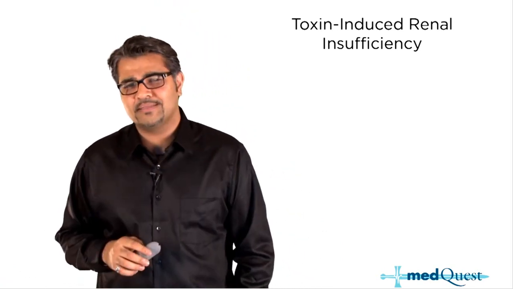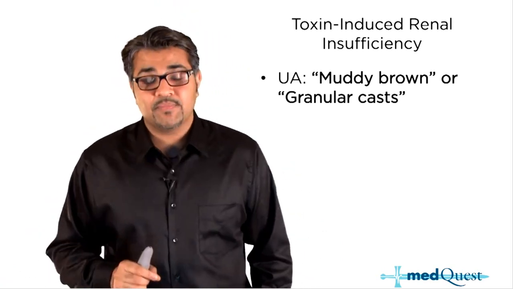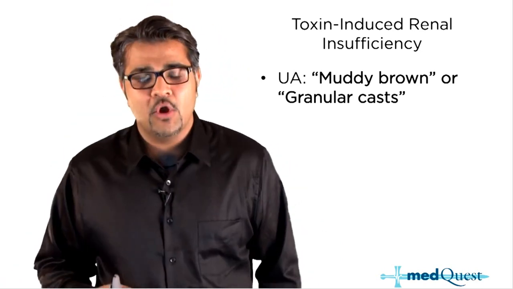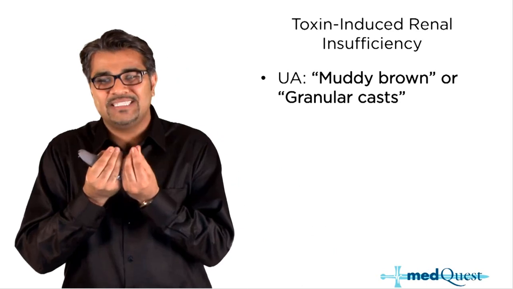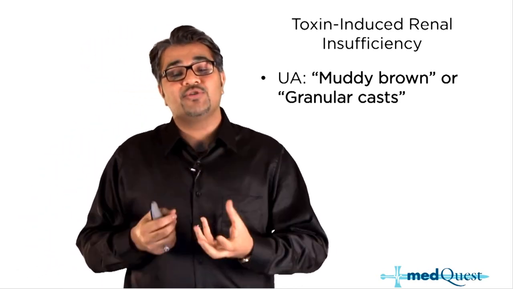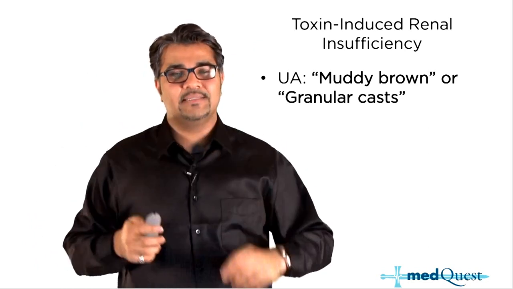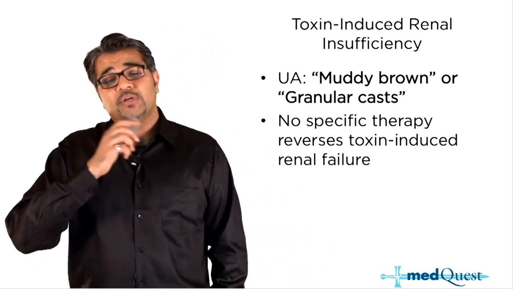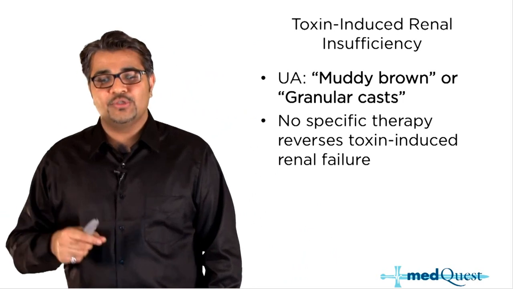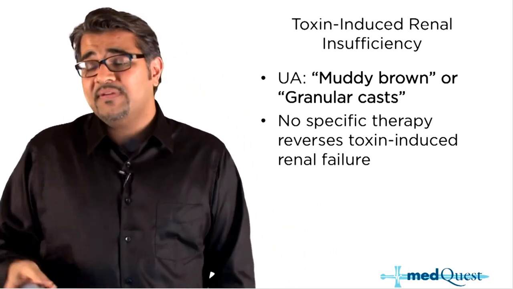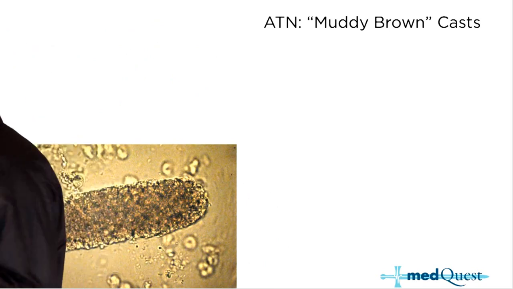But that's aside. Now, the UA is one particular way that helps. The UA is going to show a muddy brown cast or granular cast. They almost look like sand. And what is this? The muddy brown casts are the actual tubules coalescing together and turning into these casts. Remember, the worst part about toxin-induced renal insufficiency is there's no specific therapy to reverse toxin-induced renal failure. So how do we fix it? Remove the toxin.